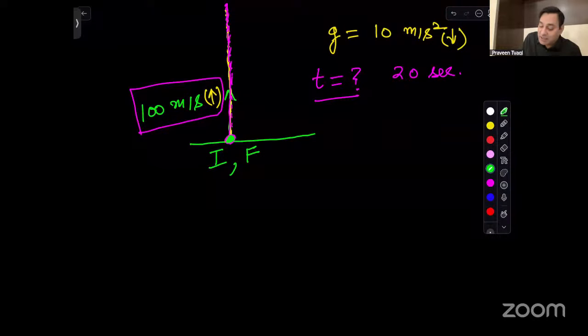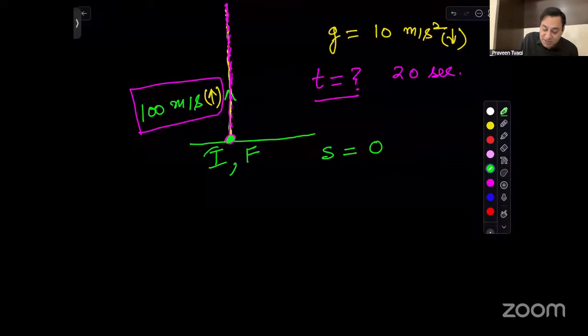What is the displacement? Can anyone tell me what is the displacement of the stone in this whole process? Please tell me. Displacement only. Just answer. Displacement is how much? 0. Yes, correct.